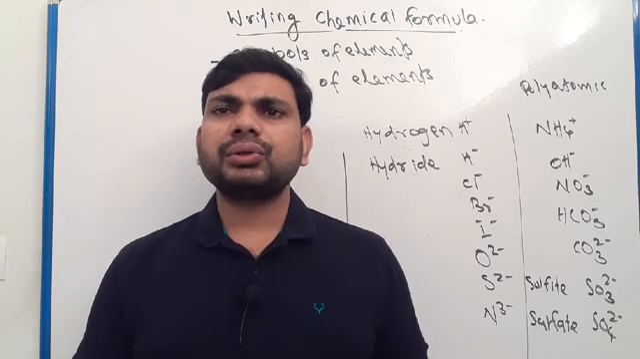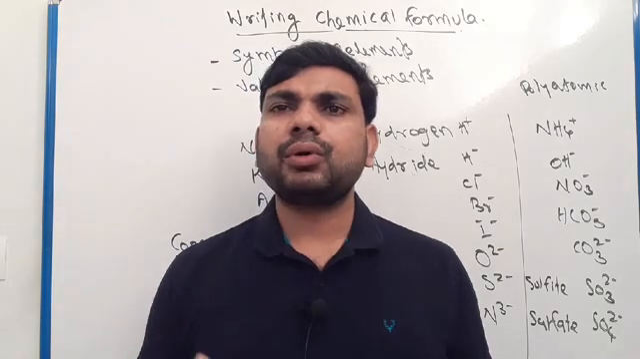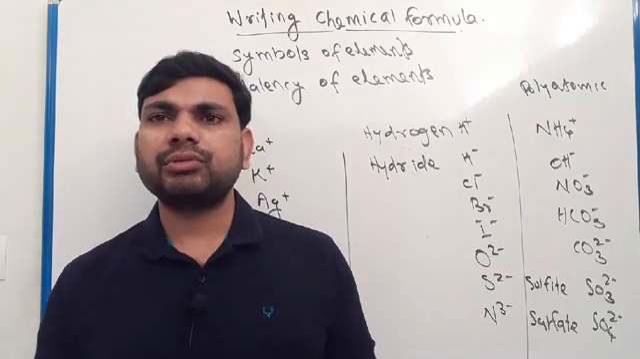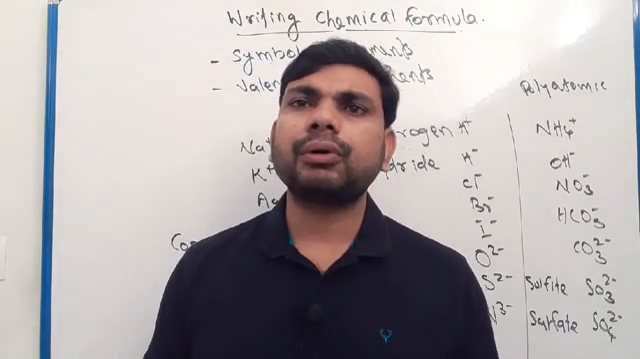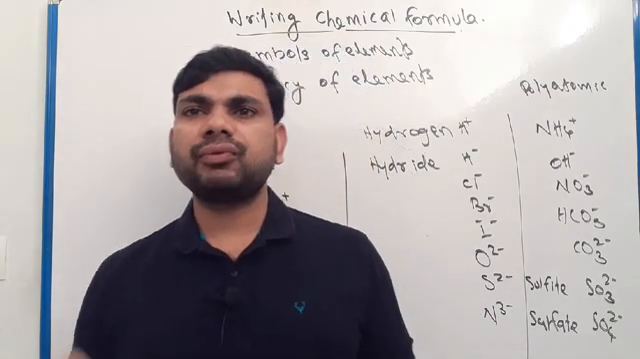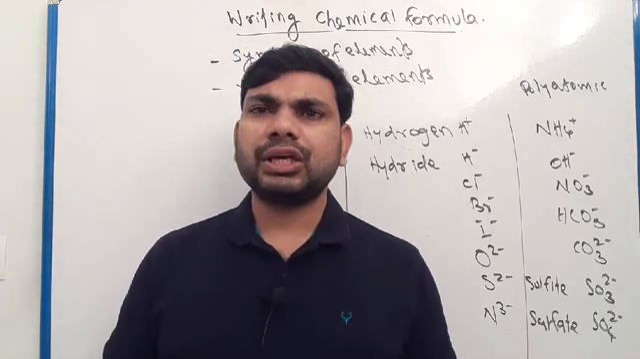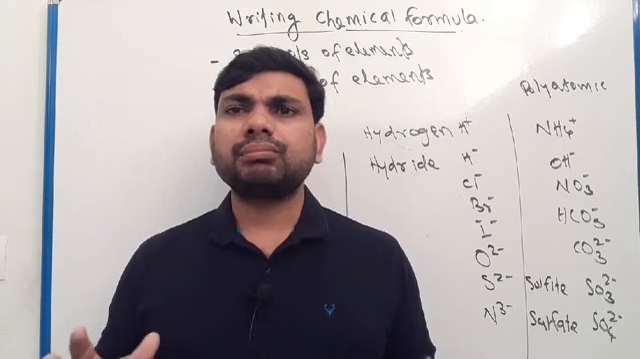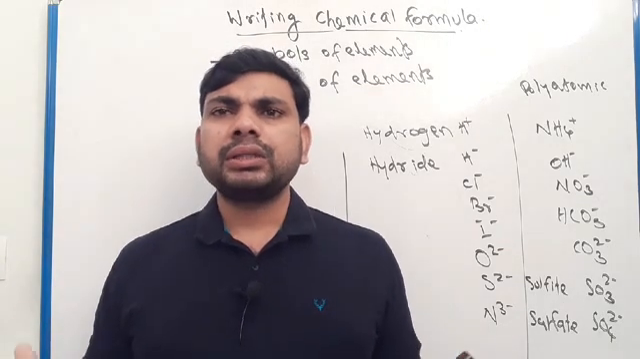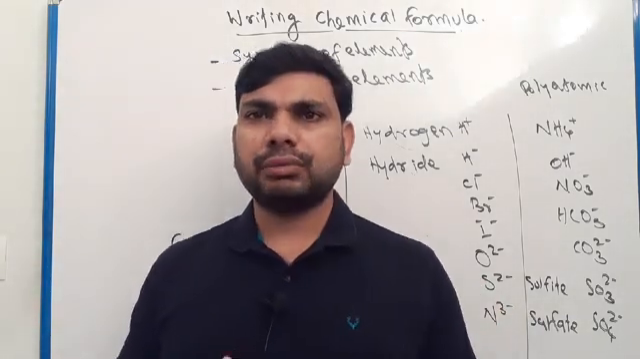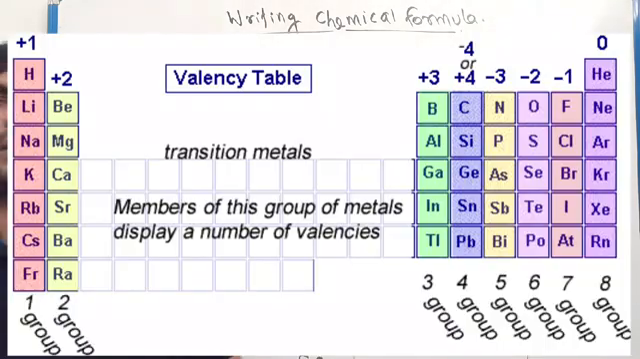There are more than 100 elements in nature: hydrogen, helium, lithium, beryllium, boron, carbon, nitrogen, oxygen, fluorine, neon, argon, krypton. These elements are included in a table. This table is called the periodic table. You can see here, this is the periodic table. You can collect one periodic table.